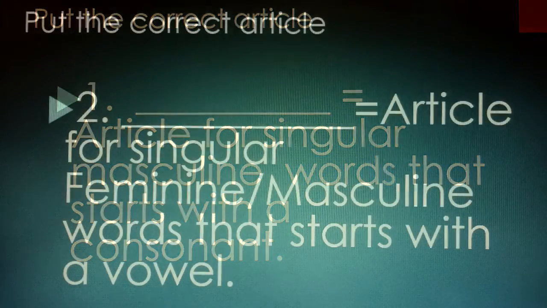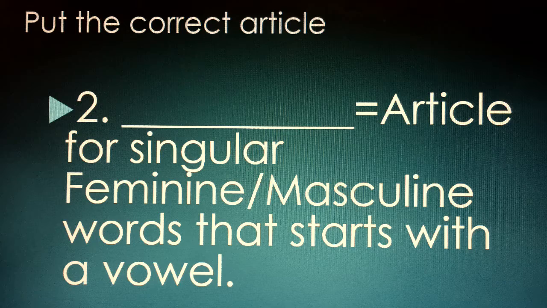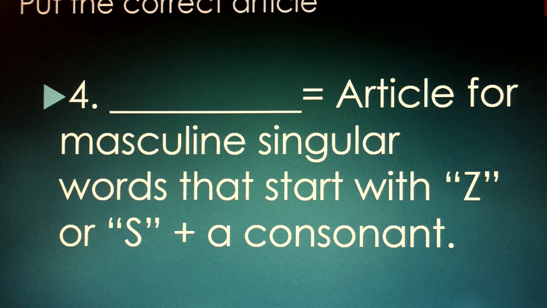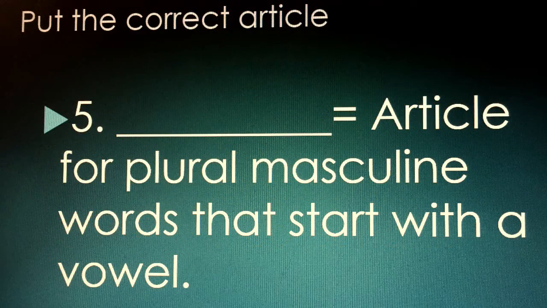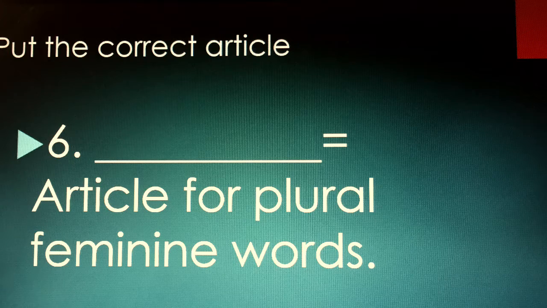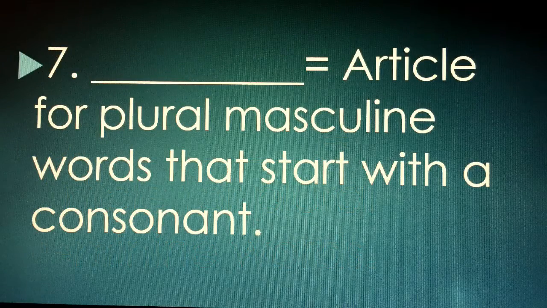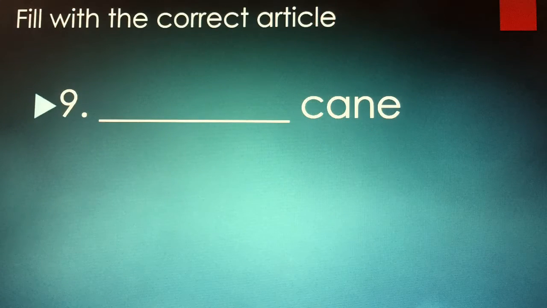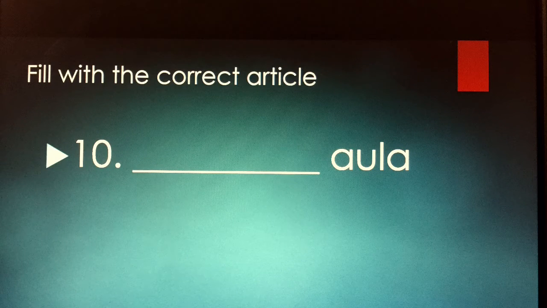The answer for this is il. The answer for this is l apostrophe. The answer for this is la. The answer for this is lo. The answer for this is gli. The answer for this is le. The answer for this is i. The answer for this is lo. The answer for this is il. The answer is l apostrophe.